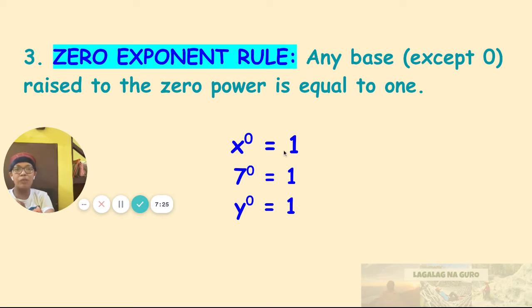So x raised to 0 is 1. 7 raised to 0 is 1. y raised to 0 is equal to 1. You have questions? None.